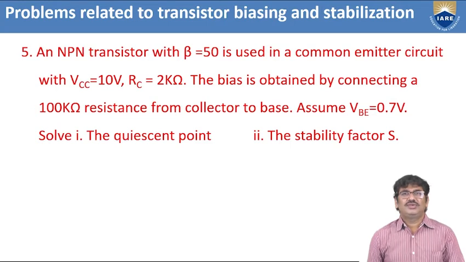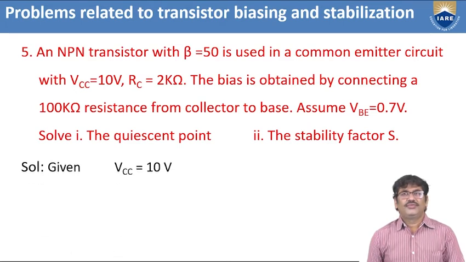An NPN transistor with beta equivalent to 50 is used in a common emitter circuit with VCC equivalent to 10 volts, RC equivalent to 2 kilo ohms. The bias is obtained by connecting 100 kilo ohms resistance from collector to base. Assume VBE is equivalent to 0.7 volts. Solve the quiescent point and the stability factor S.